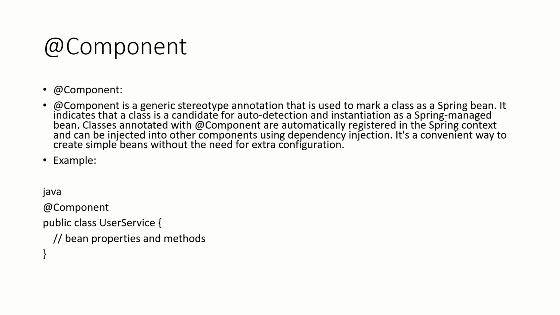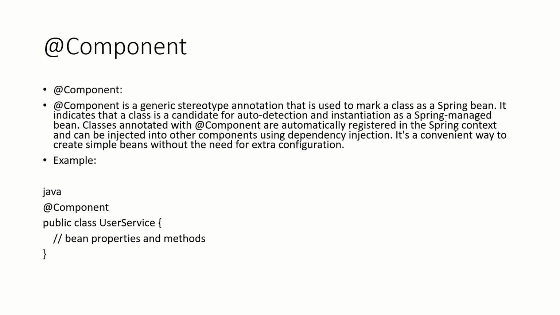Okay. So when a class is annotated with @Component, it indicates that the class is a candidate for auto detection and instantiation as a Spring managed bean. Classes annotated with @Component are automatically registered in the Spring context and can be injected into other components using dependency injection. So whenever a class is annotated with @Component, we can directly autowire that class reference in other classes and use it. Okay, it is a convenient way to create simple beans without the need for extra configuration.